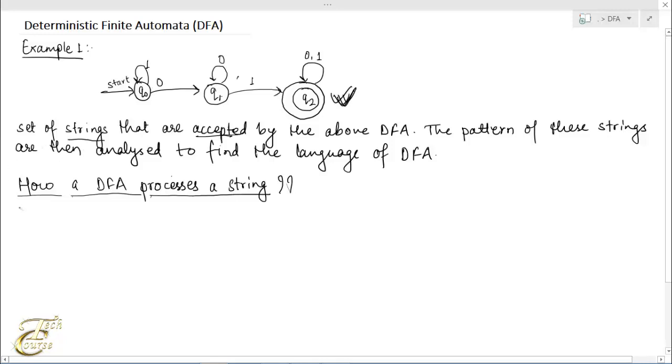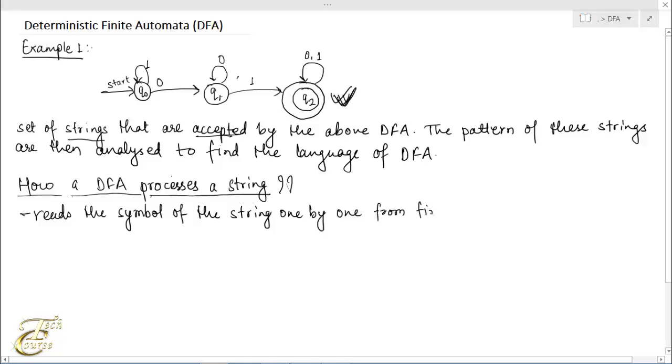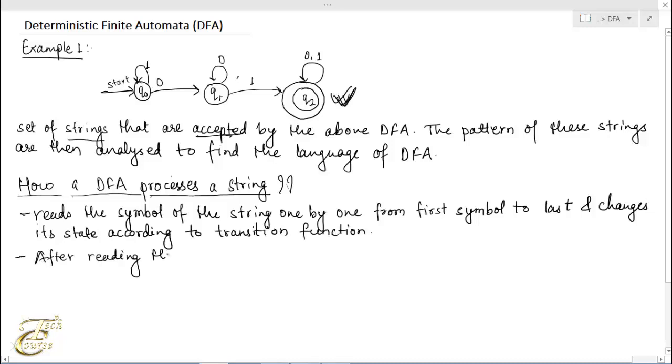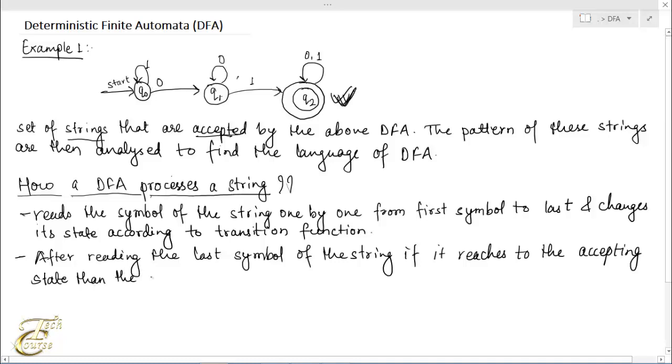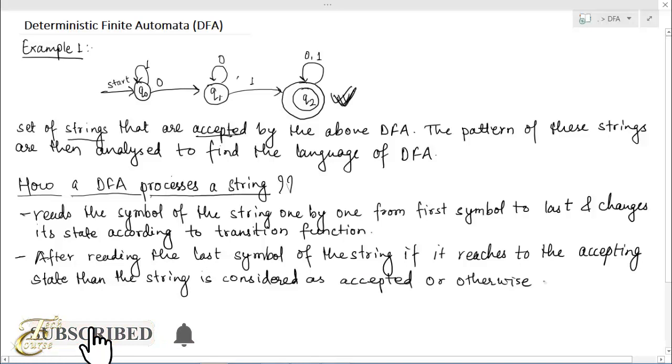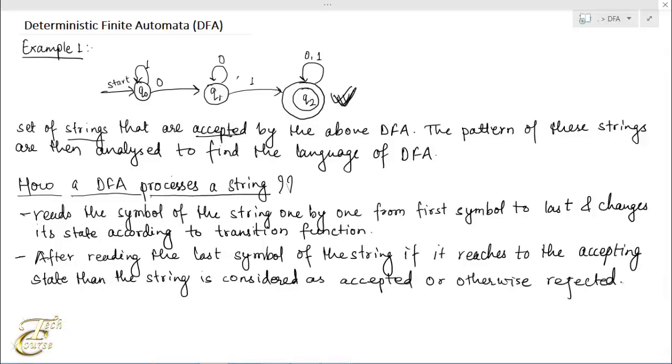While processing the string, the DFA reads the symbols of the string one by one from the first symbol to the last and changes its state according to the transition function. After reading the last symbol of the string, if it reaches an accepting state, then the string is considered accepted, otherwise it is considered rejected.